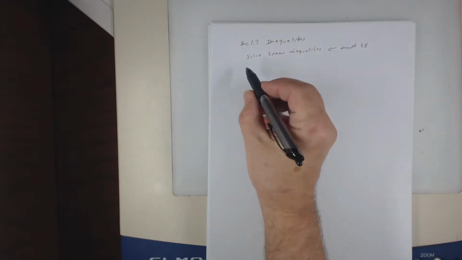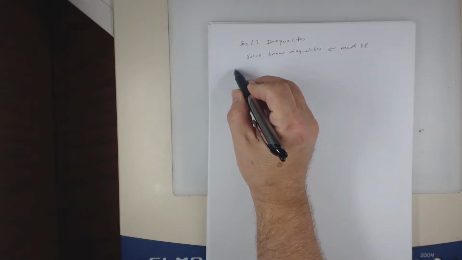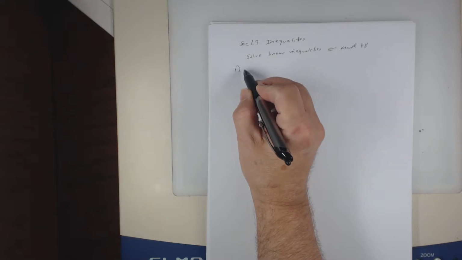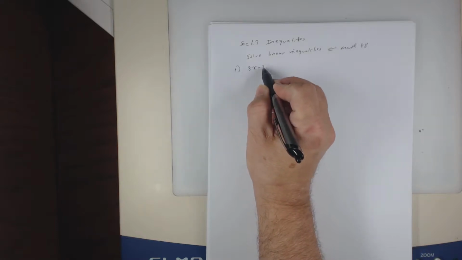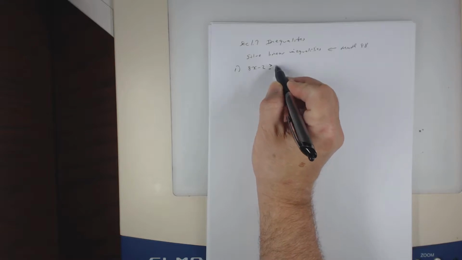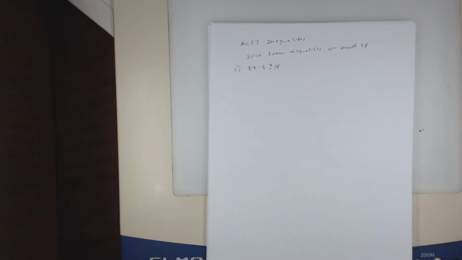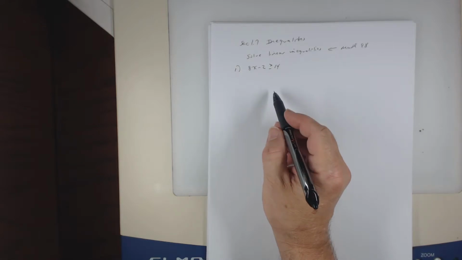Okay, so let's look at this one. Let's suppose you had 8x minus 2 is greater than or equal to 14. All right, if this were an equation, what kind of equation would this be? Linear, quadratic? Linear. So you solve a linear inequality. Now this is a linear inequality, not a linear equation. It's an inequality because of that inequality symbol.